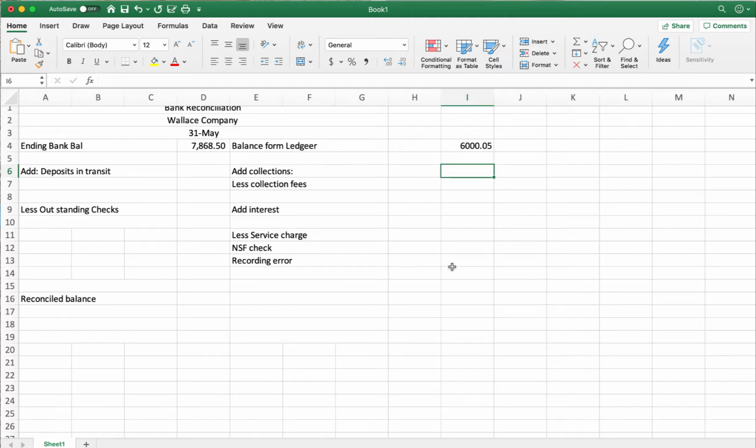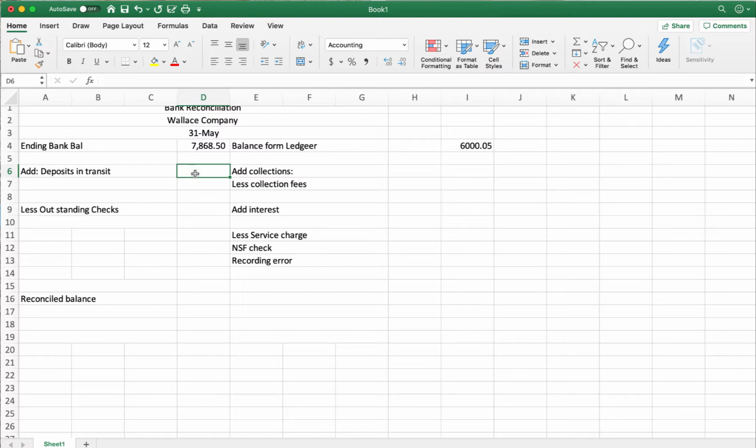Things like errors that we make and non-sufficient fund checks, right? Maybe we don't know about this and the bank does. The bank accounts for that in their ending balance. We need to adjust our books. Okay? So let's just go through all 7 of these.